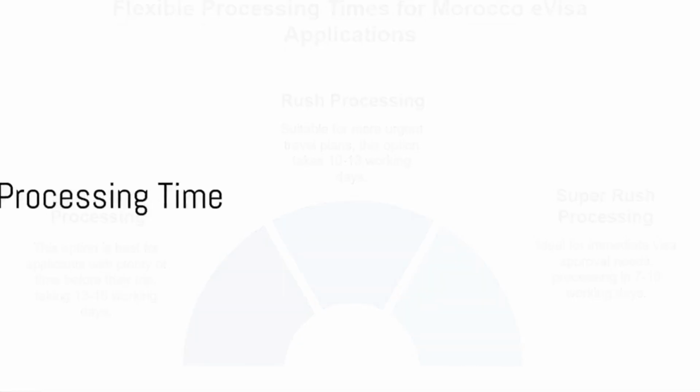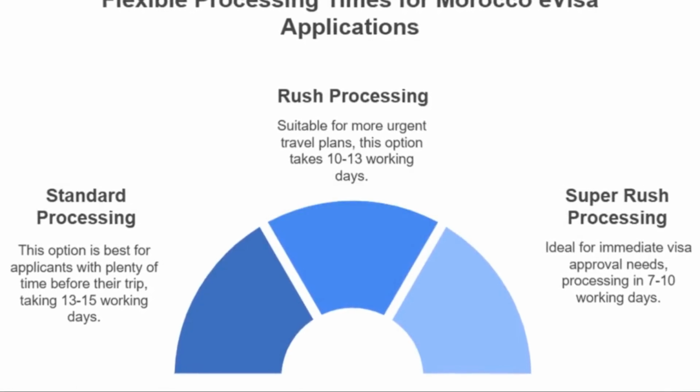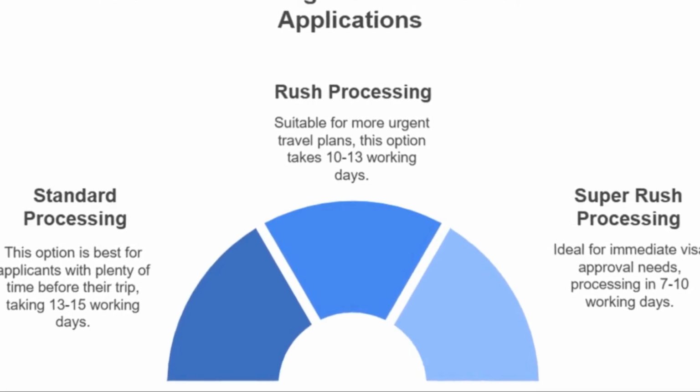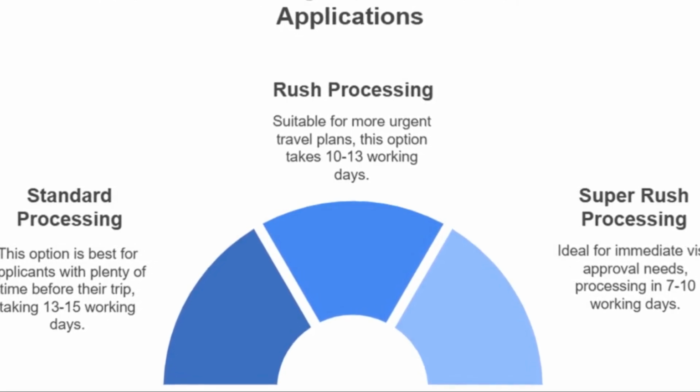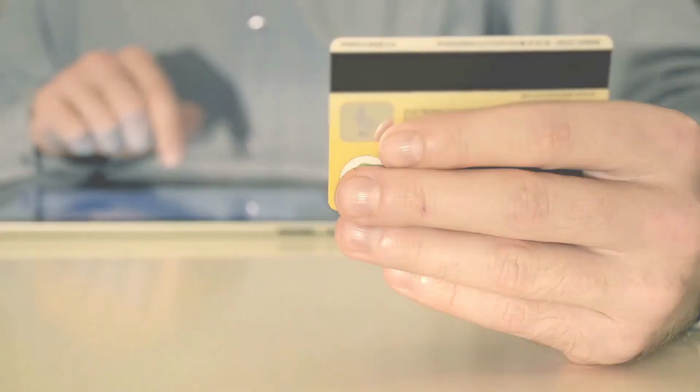This is where you select the processing time for your visa. There are 3 options: Standard, Rush, and Super Rush. For those who plan ahead, Standard is suitable. If you need your visa urgently, Super Rush is the best option. Choose the option that best fits your travel needs.